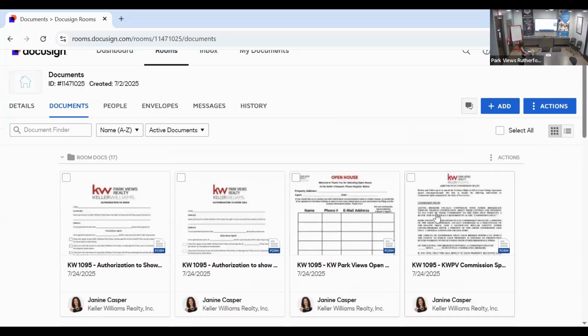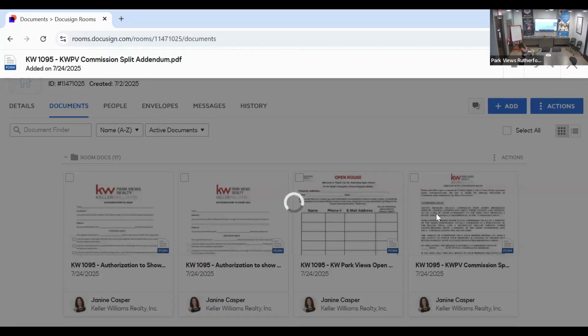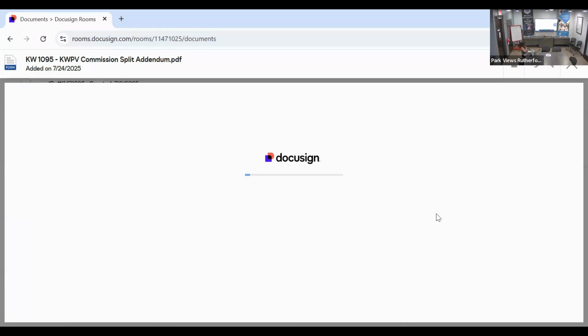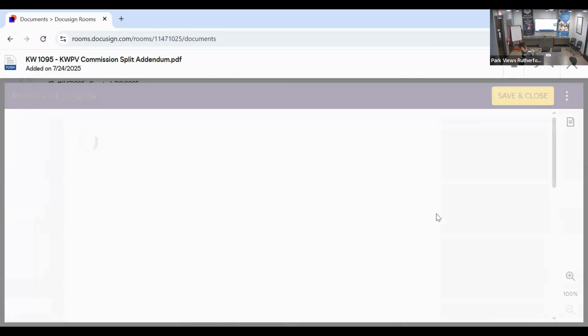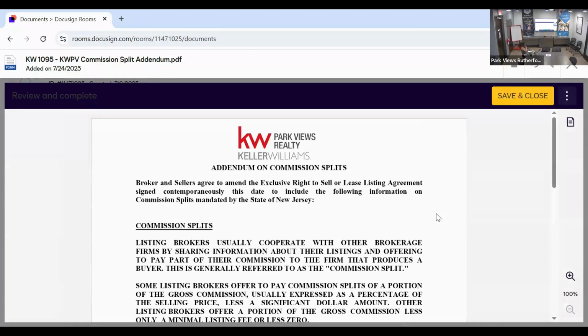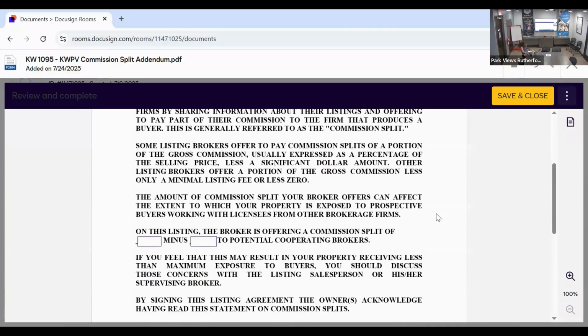I'm going to go to this one, our commission split form. It depends upon which listing agreement you're using. If you're using the NJMLS listing agreement, then you definitely need this, but we try to put it with all our forms. This is basically saying if the seller is giving out commission, how much of that commission is being given to the other agent. So you'd be writing 2%, 1% here, minus whatever your fee is.